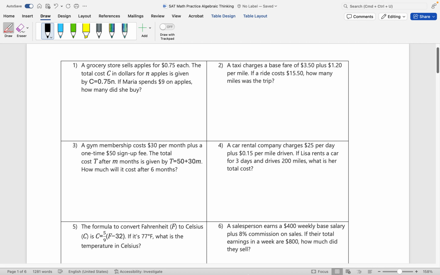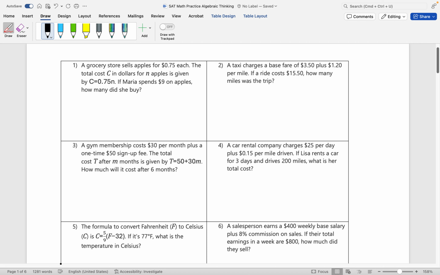Dr. Morales again, and today we are going to do some SAT math practice, but only on algebraic thinking. Everything that we're going to do today is just simple algebraic questions that you should be able to answer during your SAT. These questions require knowledge of pre-algebra skills and some beginning algebra.